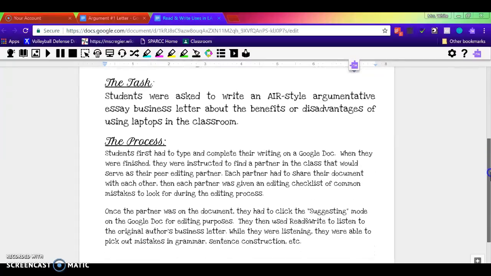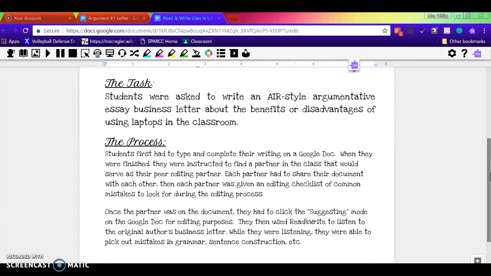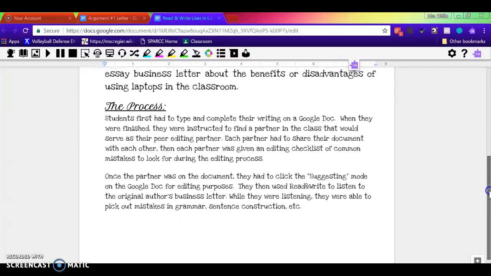In my classroom, the students were asked to write an AIR-style argumentative essay business letter about the benefits or disadvantages of using laptops in the classroom. The process started out normal, like any type of writing process. Students completed graphic organizers before writing. Then they completed their actual writing, using their graphic organizers to guide the information that was put into the article.